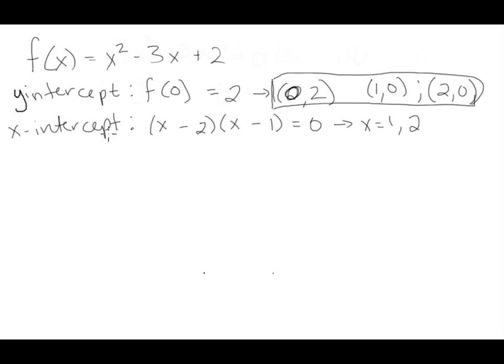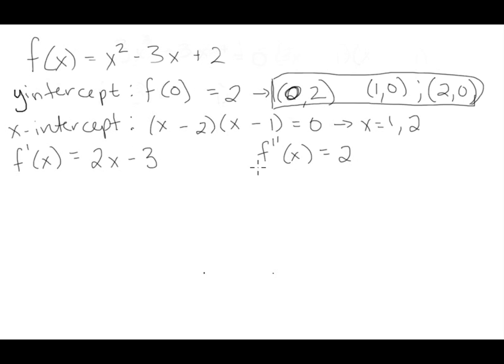The next step is going to be to take the first and the second derivatives with respect to x. So I take the first derivative here. I get 2x minus 3. And then I take the second derivative and I get positive 2.